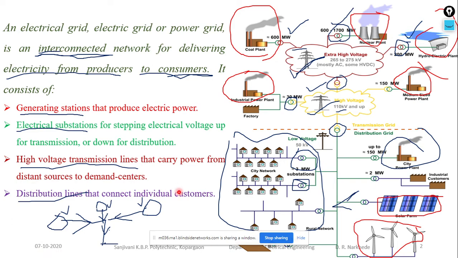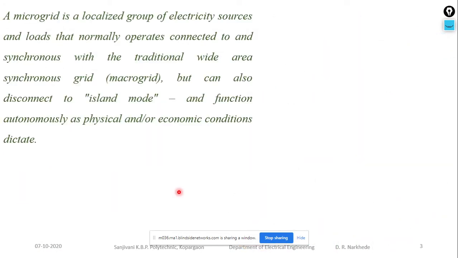Now, the next part that we are going to discuss is microgrid. This word is commonly used. What is a microgrid? A microgrid is a localized group of electricity sources and loads that normally operates connected to and synchronized with the traditional wide area synchronous grid, but can also disconnect to island mode and function autonomously as physical and economic conditions dictate.